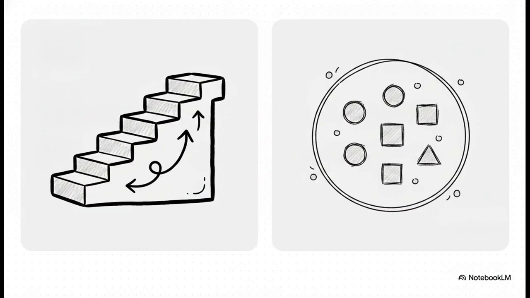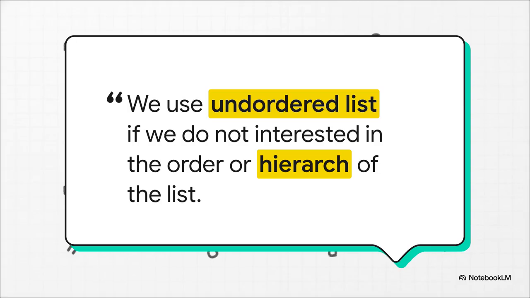Now, on the right, we have unordered lists, created with the UL tag. These display as a bulleted list without any extra emphasis on priority. You use these when the items belong in a grouping, but the specific sequence doesn't change the meaning at all. Our source material from Asabine's 30 Days of HTML puts this perfectly. We use unordered list if we do not interested in the order or hierarchy of the list. It's a really simple rule of thumb, but it immediately clarifies your decision-making process when writing HTML.